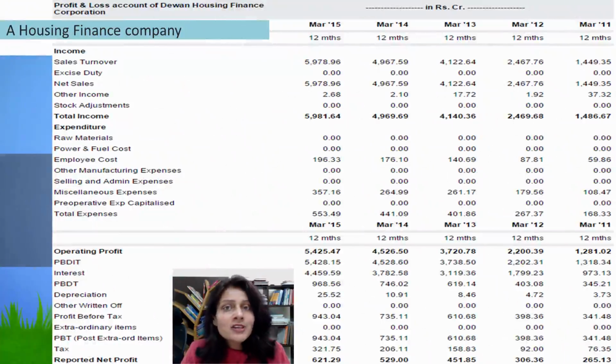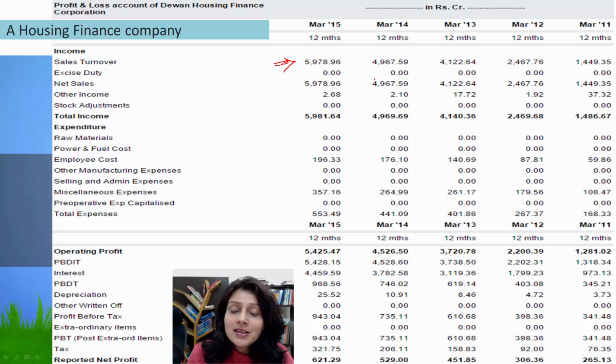Moving forward to looking at the profit and loss account of this housing finance company. As you can see, this company has positive sales turnover for the last 5 years, and it is increasing, so it is a really good indicator. But again, you cannot rely on revenues unless and until it is accompanied by an equally positive operating cash flow. We can see that this company keeps its operating expenses low.